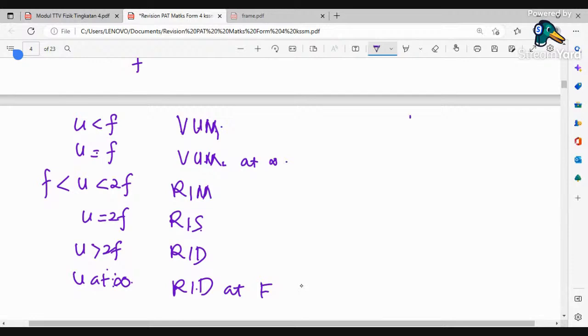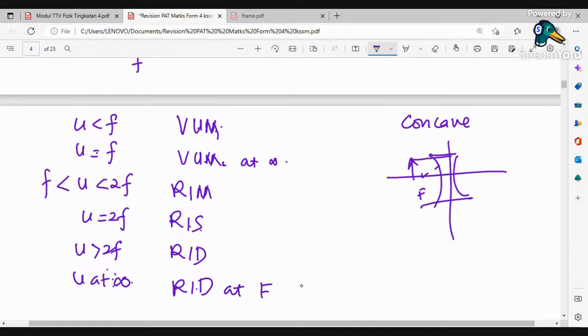Ini convex. Kalau concave, dia adalah diverging lens. Diverging. Concave dia lebih senang ingat sebenarnya. Parallel to principal axis, let's say here F, diverge from F. Diverge out. Macam tu. Pass through center straight line. So the line will never meet here.